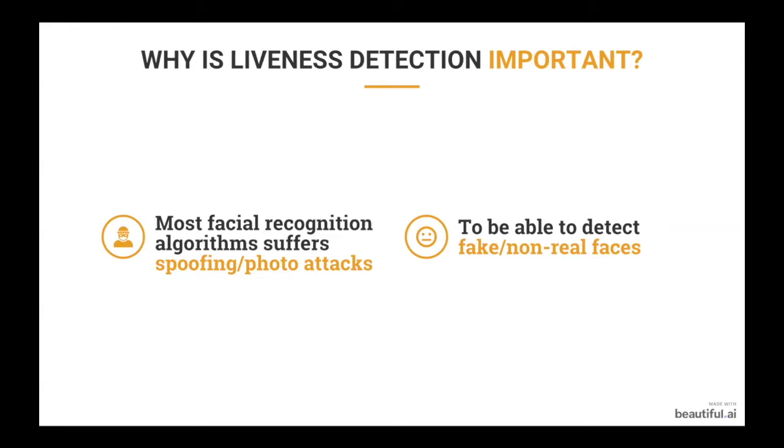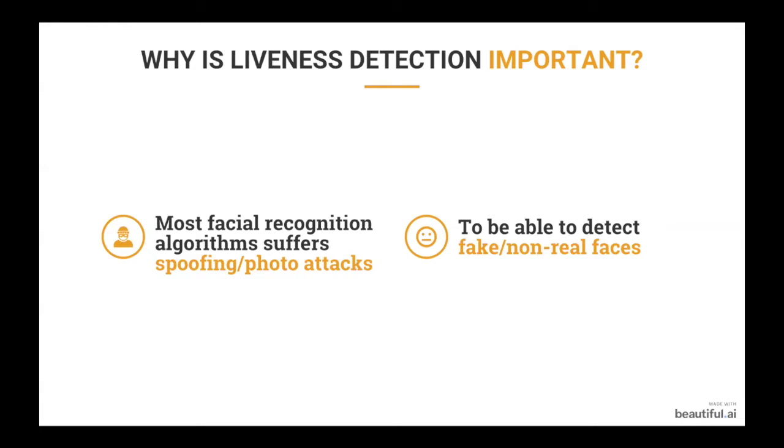So particularly, it's very sensitive in applications such as the access control that I talked about, or the law enforcement. Liveness is very important in this, because we want to make sure that the data we are dealing with is real, that the real person is in front of the camera.